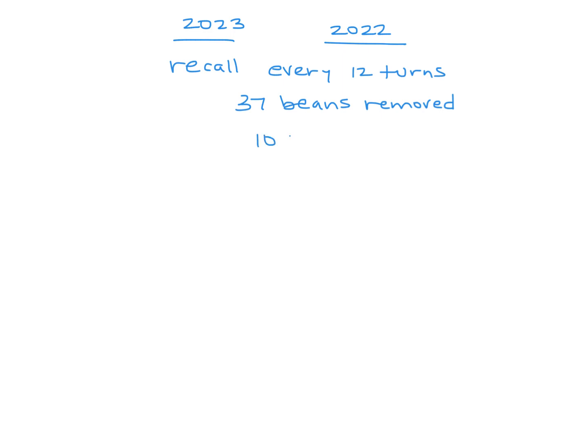So after some math, you can figure out that if you do 109 of those 12 turns, and each of those times is 37, let's see here, that's a total of 1308 turns, correct? And with all those turns, you're going to have 109 times 37 beans removed. So 4033 beans would be removed.